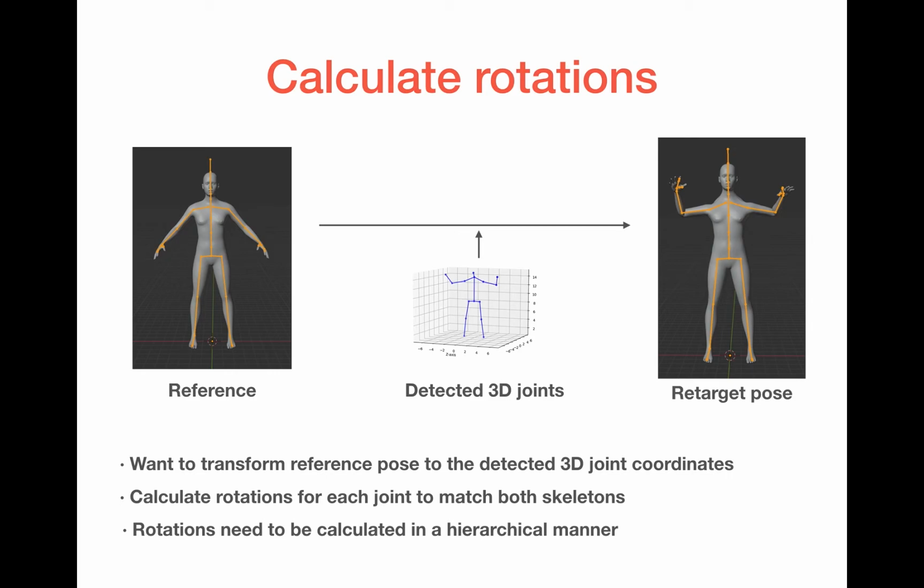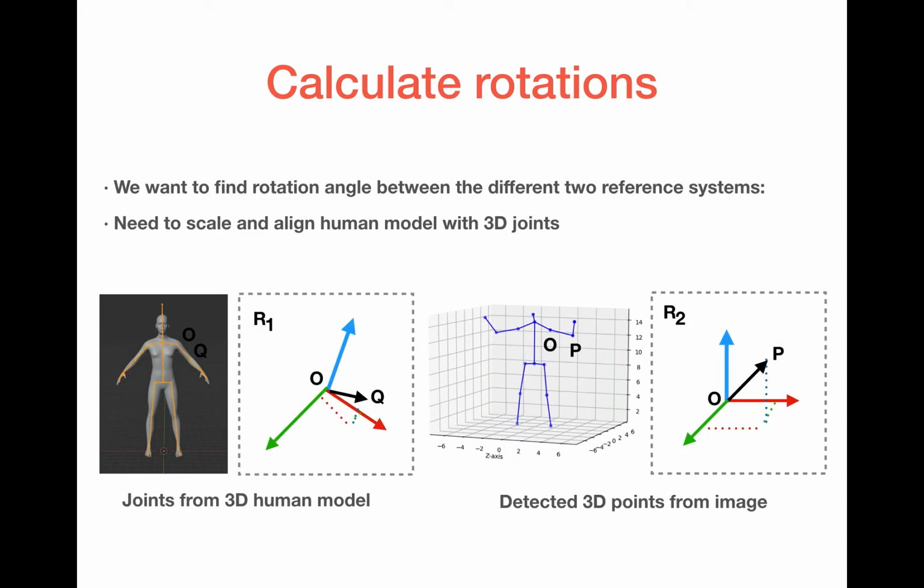To do this, we calculate the rotations of all the joints one by one, but it is very important that these rotations are calculated in a hierarchical manner. So how do we calculate each one of these rotations? We have our model in the reference position, and suppose we want to calculate the rotation of the joint that goes from O to Q.